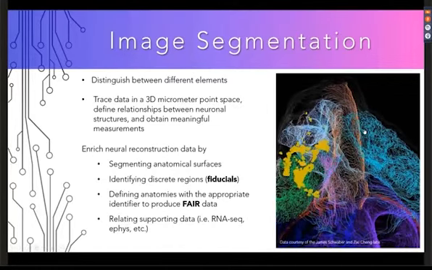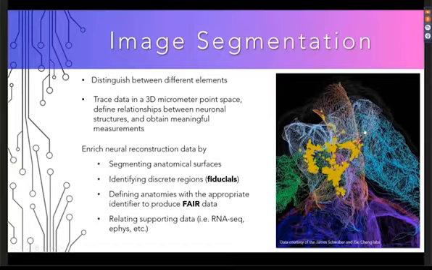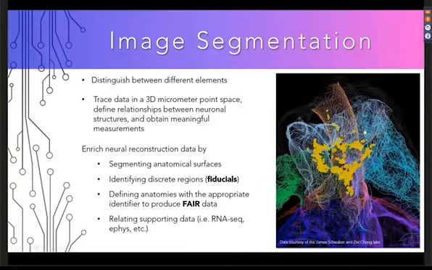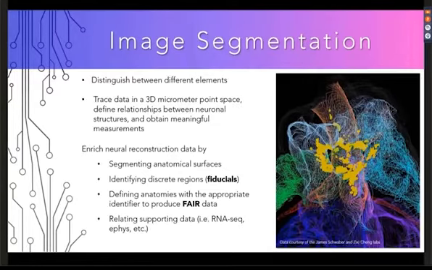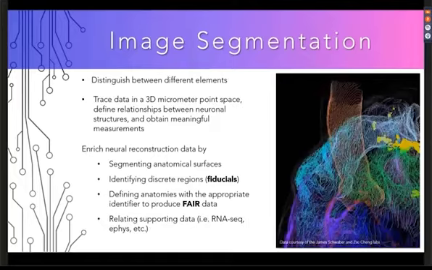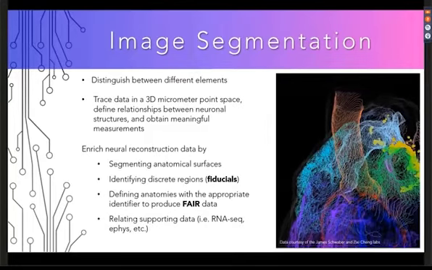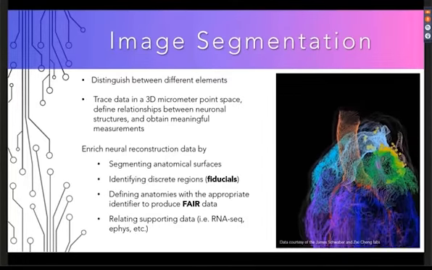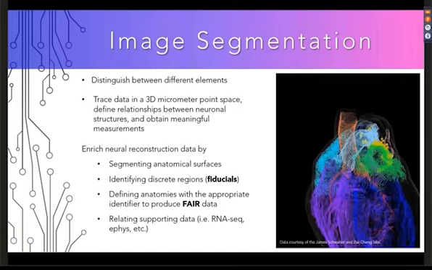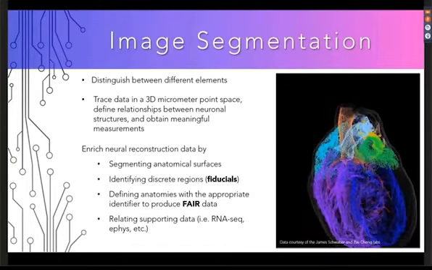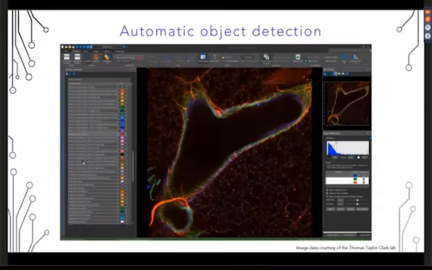These additional segmented features will give context to the neural reconstruction and give insight on structure-function relationships, especially when the data is paired with supporting data from, say, RNA-seq or ePhys experiments. In the context of SPARC as well, this will allow others to further explore the data on the SPARC data portal in the form of organ scaffolds, flat maps, and simulations. There are many segmentation tools available to use in Neurolucida 360. In the next portion of the webinar, we'd like to demonstrate a few of those to you.